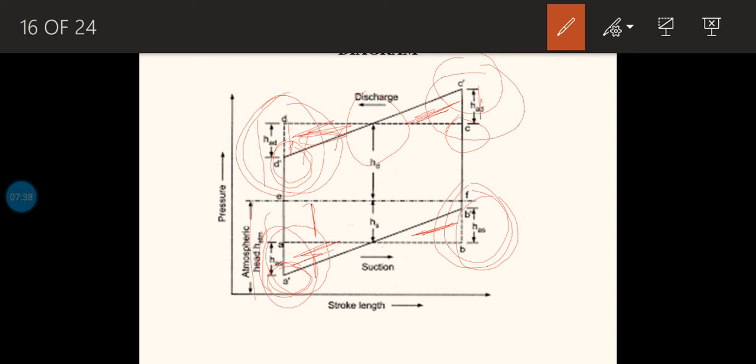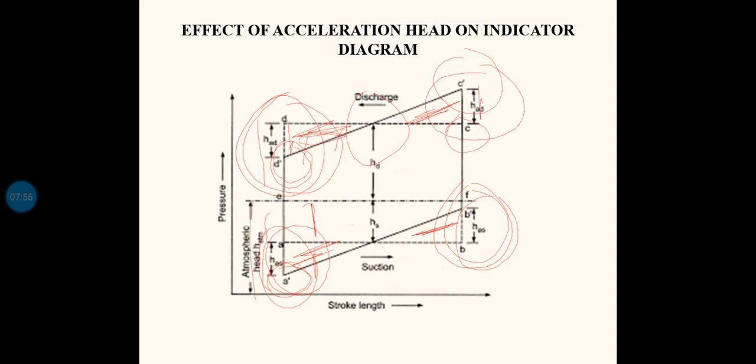So even though we are having an acceleration effect on the ideal indicator diagram, the total area is going to be constant. We have seen in the second presentation that the area under the indicator diagram will be nothing but the work done per second. So work done per second will be the same whether the acceleration effect is there or not, whatever may be the case. That is one of the important things you have to note down.